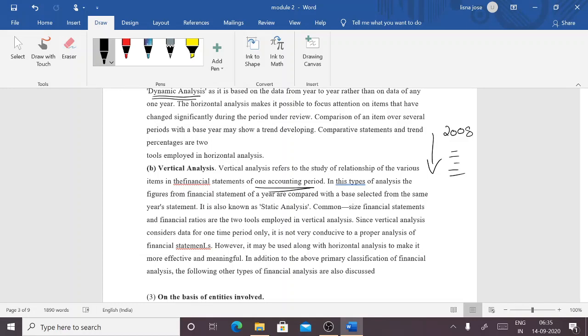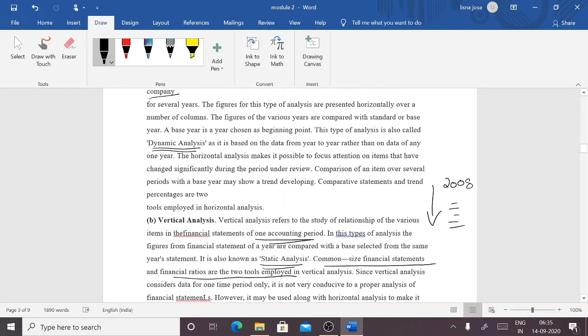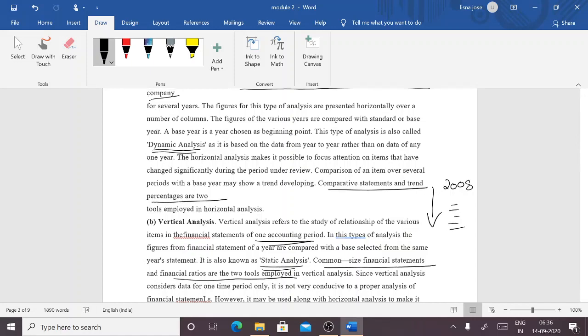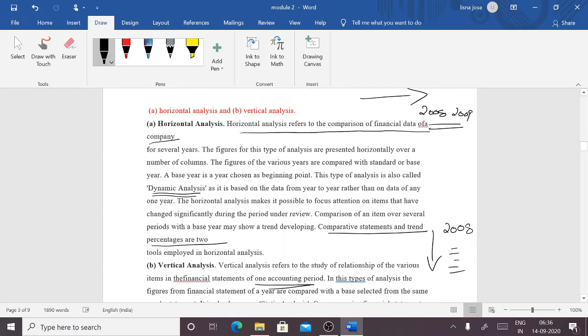This type of vertical analysis is also known as static analysis, and here the common size financial statement and financial ratios are the two tools employed in vertical analysis. And in the case of comparative analysis, the comparative statement and trend analysis are used in horizontal analysis.